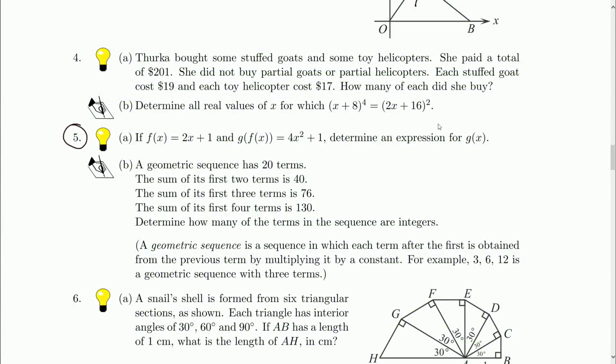So we've got two parts here, light bulb, then written, same as usual. And what have we got for A? If f of x is 2x plus 1, and g of f of x, that is g with f plugged in where all the x's would normally be, is equal to 4x squared plus 1, determine an expression for g of x.